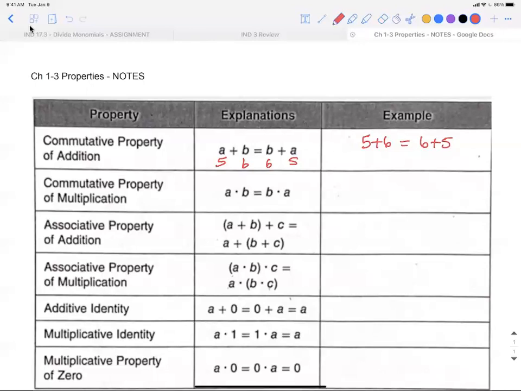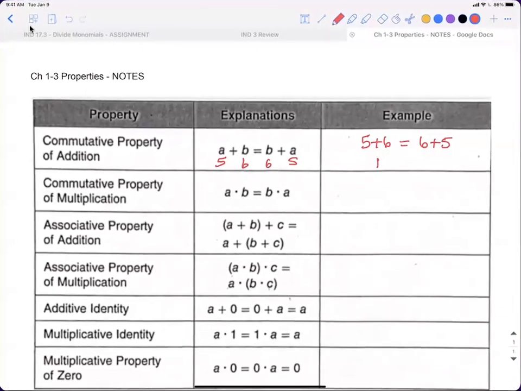So write that in your example box. And then let's test it. Let's solve or evaluate both sides. 5 plus 6 is 11 equals 6 plus 5 is 11. So does this commutative property hold true? Okay, so basically what this means in addition is the order doesn't matter. Okay, and that's called the commutative property.